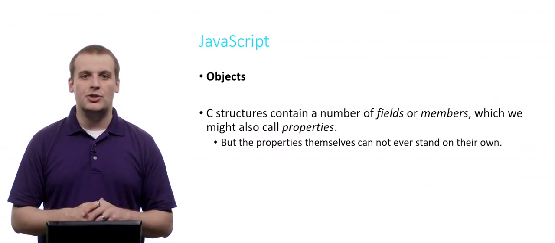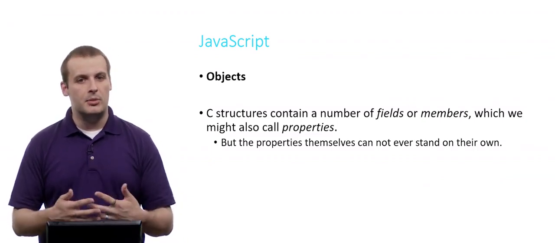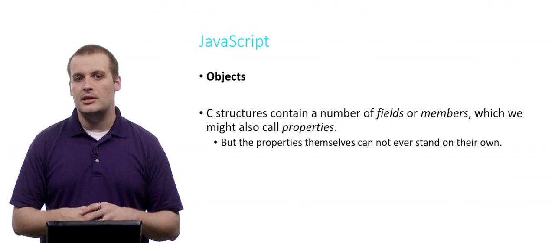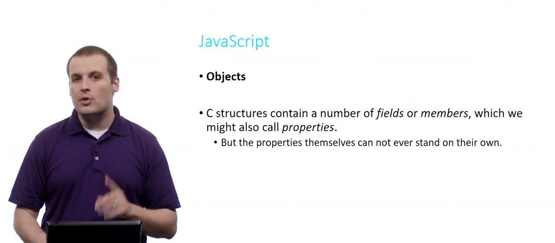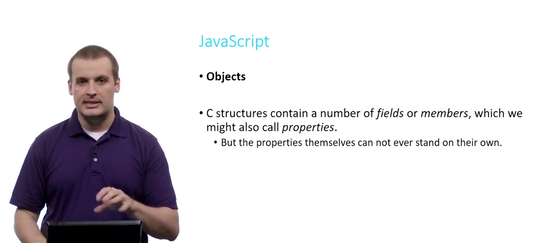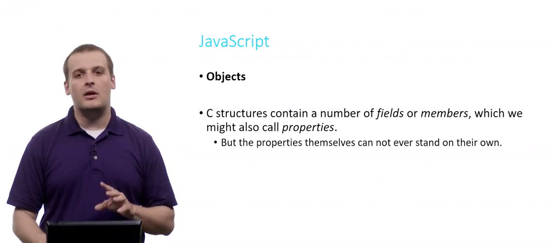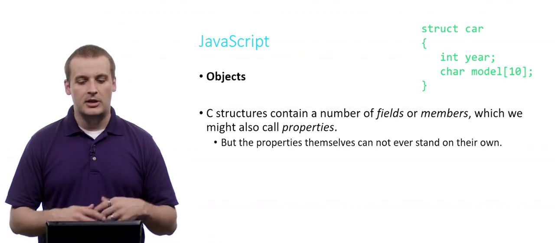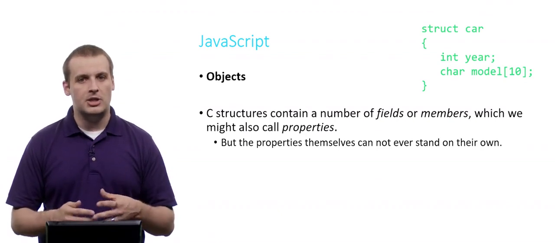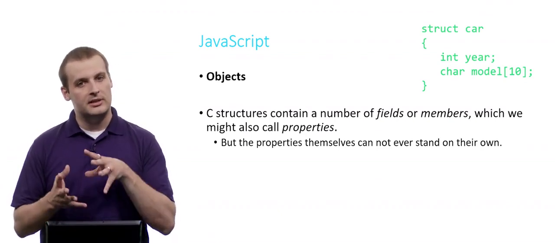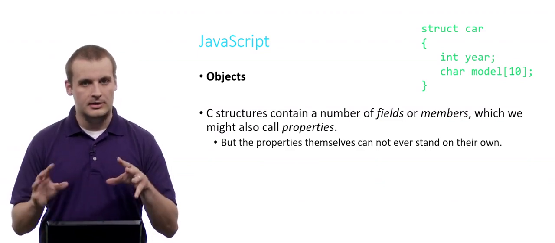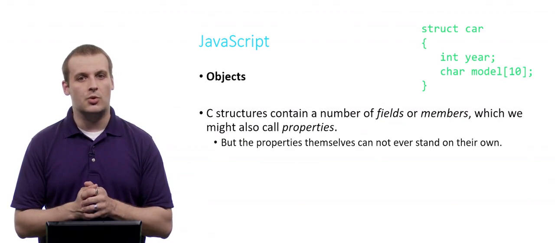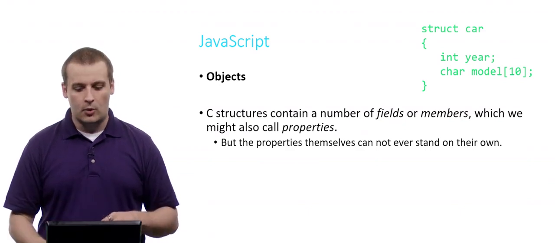An object is really similar in spirit to a structure that we are familiar with, hopefully, from C. Now in C, structures can have a number of different fields or members. Another term for those that we see commonly in object-oriented programming are properties. But those properties or fields or members, just like in C, can never stand on their own. So for example, if we define the structure for a car like this, struct car, and inside of that there are two different fields or members, int year and char model[10], so a 10-character string that we can use to store the car's model, we can do things like this.